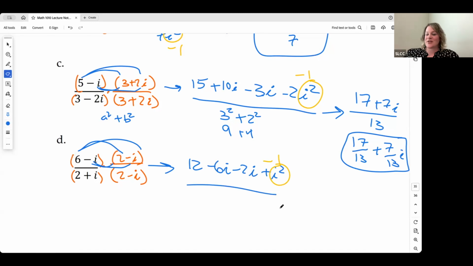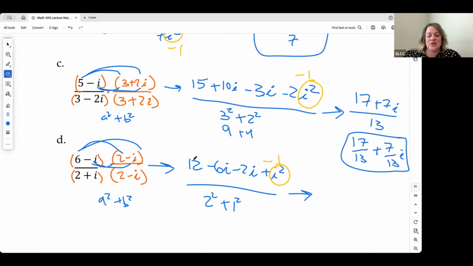In the denominator, we use our special pattern. Since we're dealing with i, we know that it's a squared plus b squared. What is b? It's just 1, so don't be confused. Notice this would be 2 plus 1i. Anytime there's a 1, we don't write it. We know that it's a 1. So this would just be a squared plus b squared.